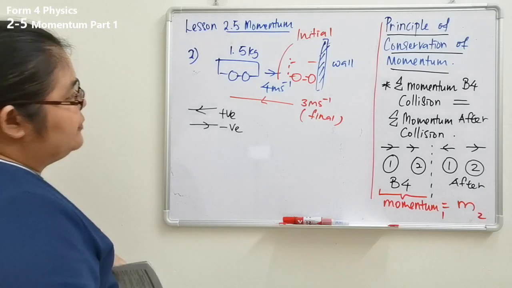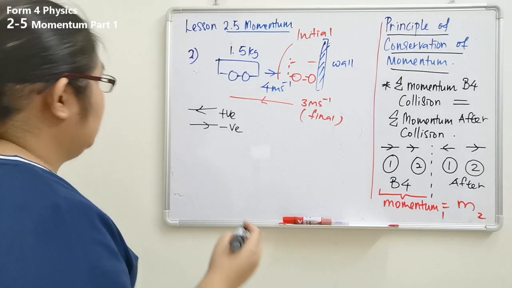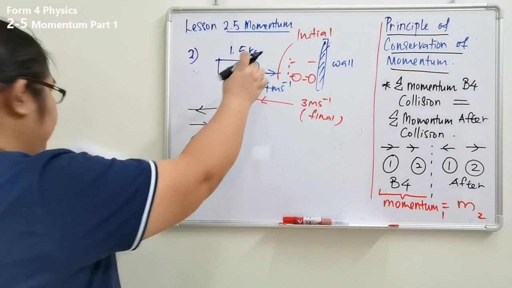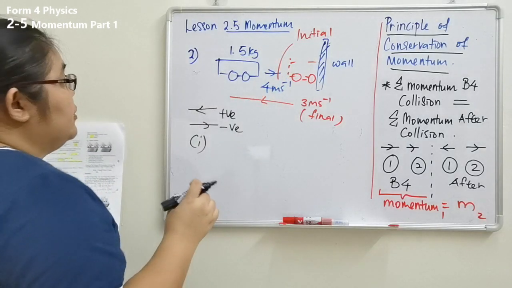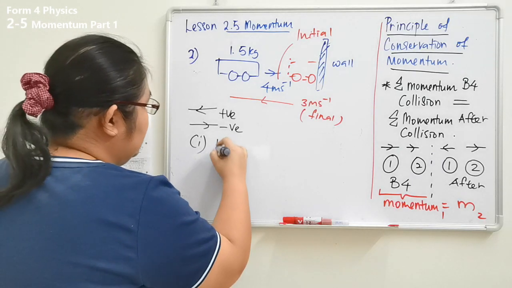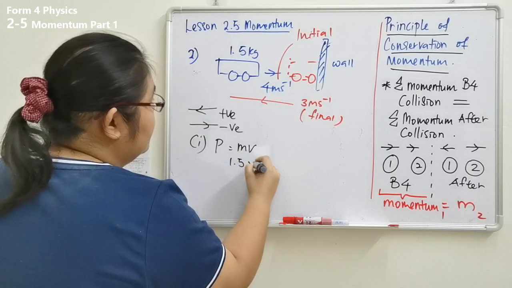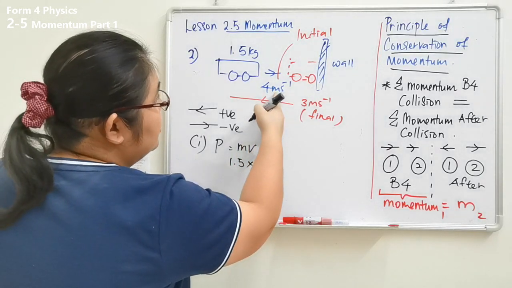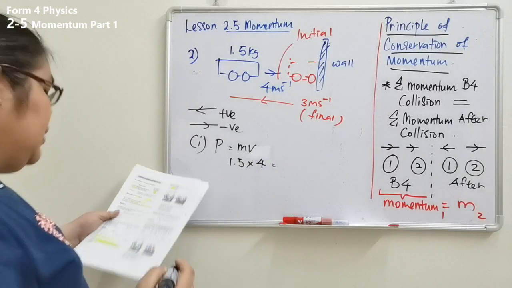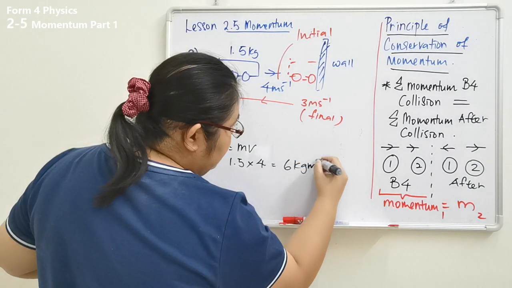Okay, now we do the calculation first. The first one, you want to find the initial momentum. Initial velocity is this part. So from here we do the calculation. Initial momentum, P equals mv. So 1.5 multiplied by 4. The answer should be 6 kg m s^-1.